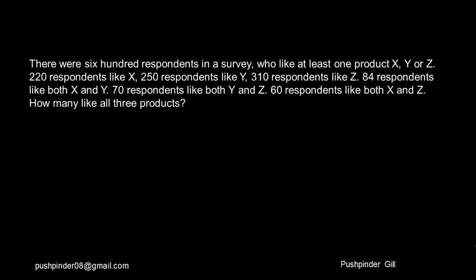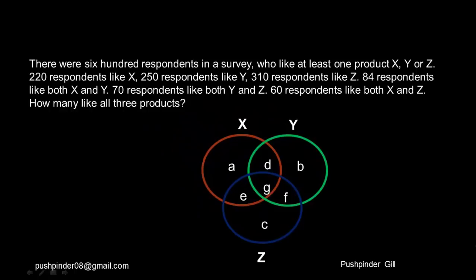So this is the question in which you always have to make the diagram like this, because this covers all the scenarios, right? This is the number of students liking product X, number of respondents liking Y, number of respondents liking Z. So this is how you'll make it, right?